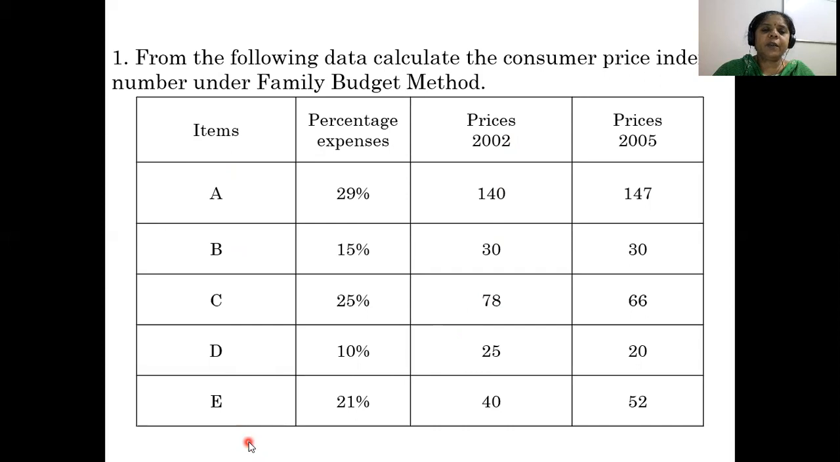So items are given: A, B, C, D, E, with percentage expenses. Percentage-wise, they are given in the problem. Prices are given for 2002 and prices for 2005. So this is the base year price, P0, and this is the current year price, P1. Okay, students, these are the weights, the percentage of expenses, given directly in the problem.